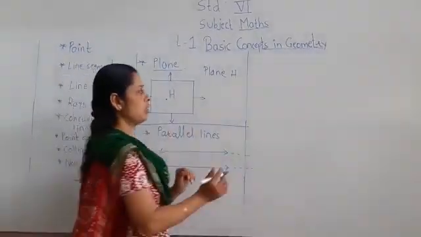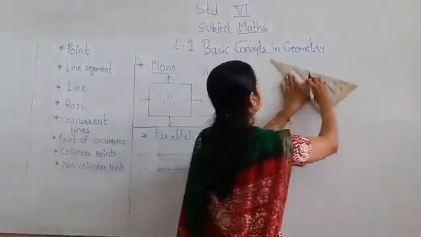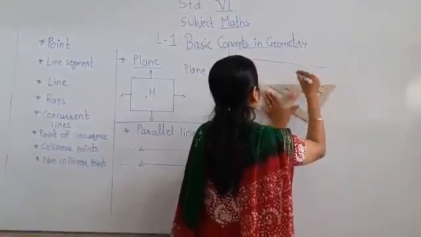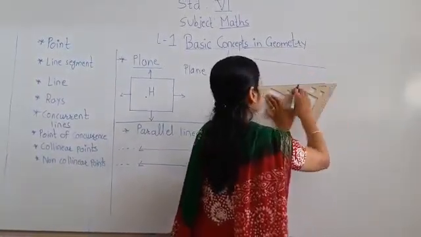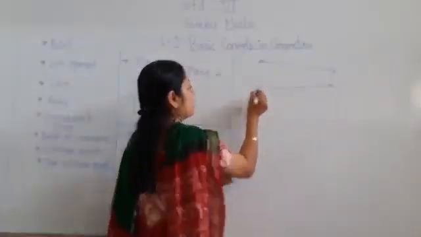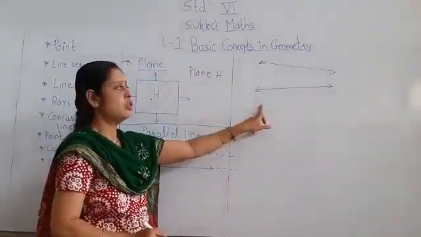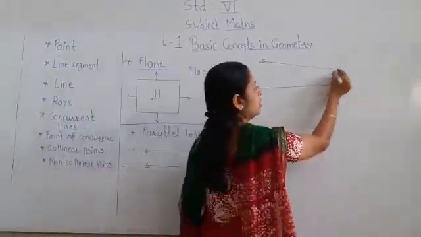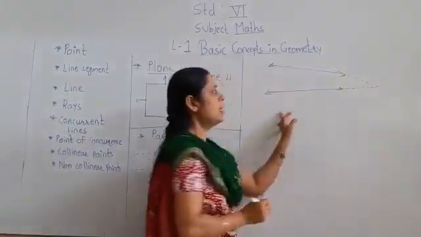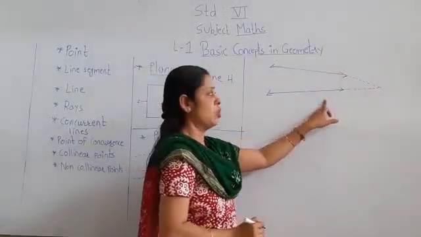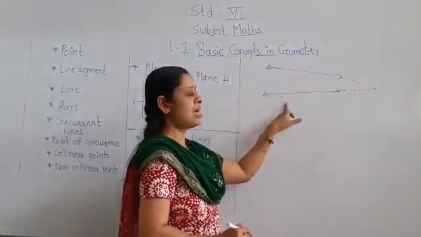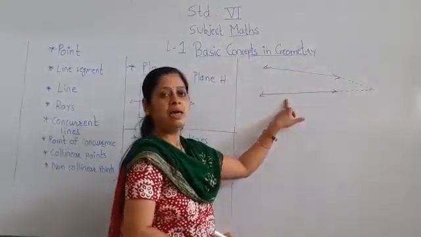Next figure I am going to draw here. Just observe the figure. We have to find out whether these lines are parallel or not. If we extend this line like this, they meet each other at a single point. So these two lines are not parallel. So what are these lines called? These lines are intersecting lines.